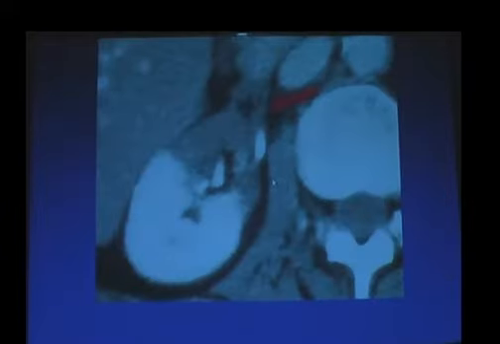And that patient had had arterial avulsion. This is a second patient. You can see the segmentally decreased enhancement anteriorly here in the right kidney, and you can see that there's thrombosis of this small segment of the right renal artery in this case.